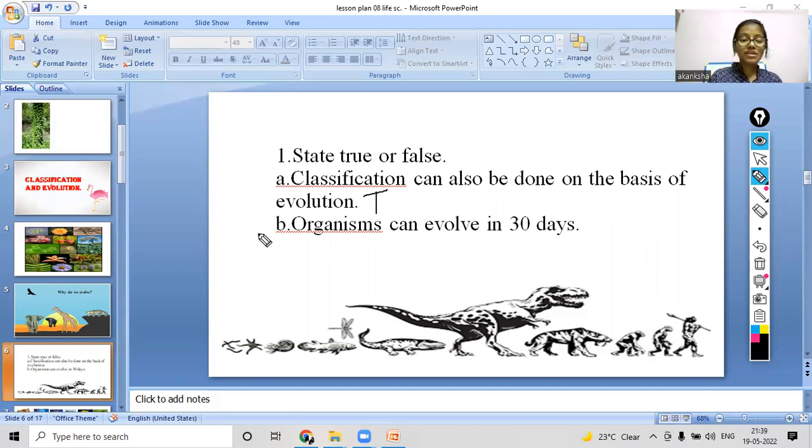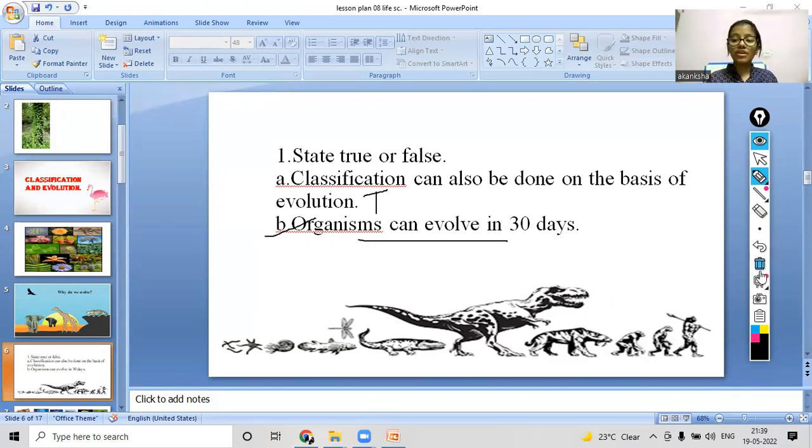Coming to the second question, organisms can evolve in just 30 days. Is it possible or not? It is not possible, not in 30 days. Evolution takes a longer period of time, sometimes a million years. So it takes a longer period of time, not just 30 days. You all answered it correctly.